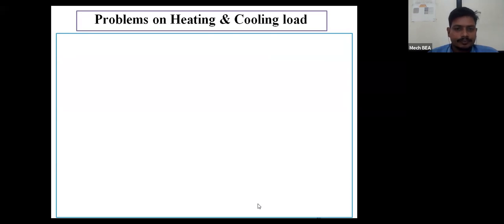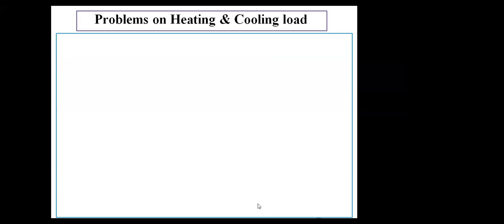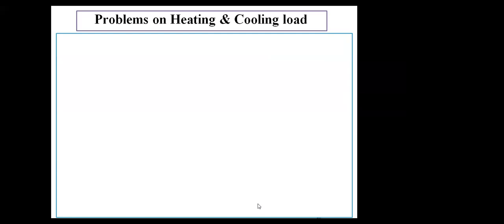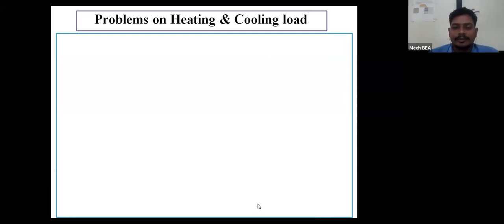And after that, we have seen the different types of load or heat gains which are occurring inside the building. Out of that, the first one is the sensible heat gain, the second one is the latent heat gain. And we have seen the factors which are affecting the sensible heat gain and which are contributing to the latent heat gain. So after this, we have to see the numericals based on the heating and cooling load calculation. So the first numerical we will take.